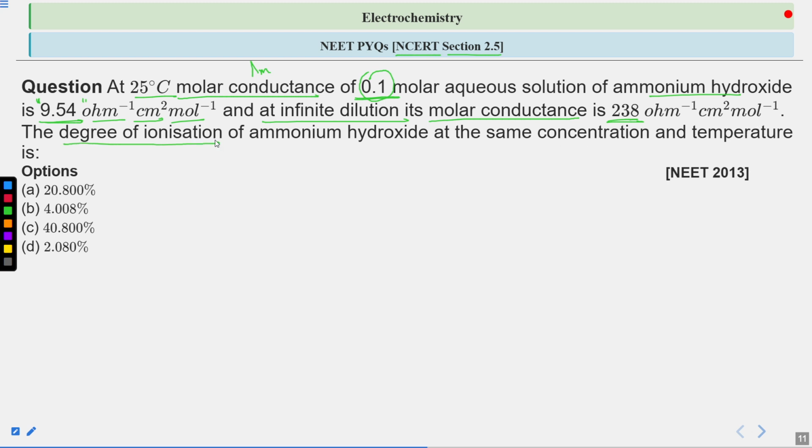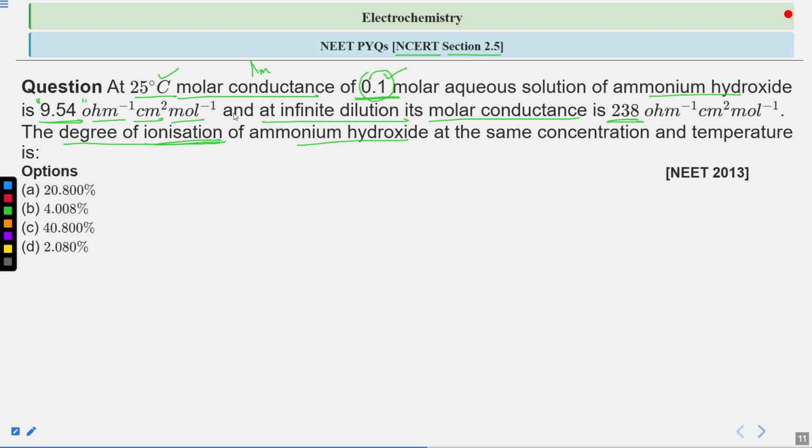The degree of ionization of ammonium hydroxide at the same concentration and temperature is. This time you don't have to tell the degree of dissociation, but you have to tell the degree of ionization of ammonium hydroxide at the same concentration, which is 0.1, and at the same temperature, which is 25 degrees Celsius. That means at the same conditions, you have to tell the degree of ionization using the data already given in our question. This question was asked in the NEET examination in 2013.